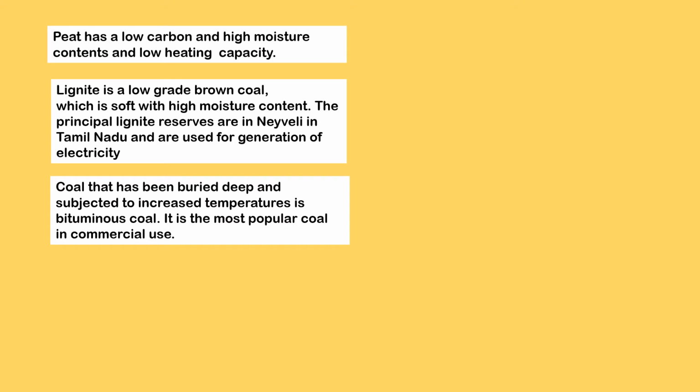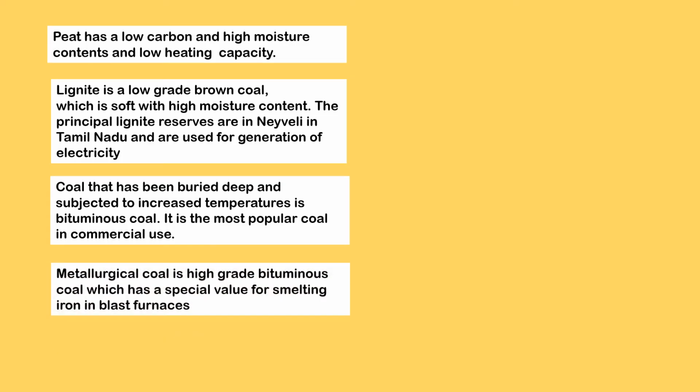Coal, we are going to learn about coal more. Coal that has been buried deep and subjected to increased temperature is bituminous coal. It is very popular coal in commercial use. So we learned about peat, lignite, and bituminous coal. Now comes metallurgical coal. What is it? It is a high-grade bituminous coal which has a special value for smelting iron in blast furnaces. Right? We learned about aluminum industry. If not, please go through your manufacturing industry chapter.